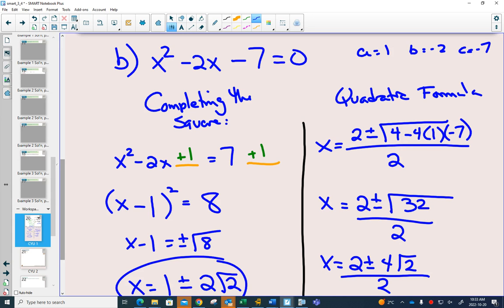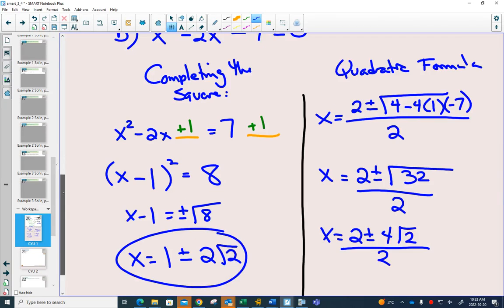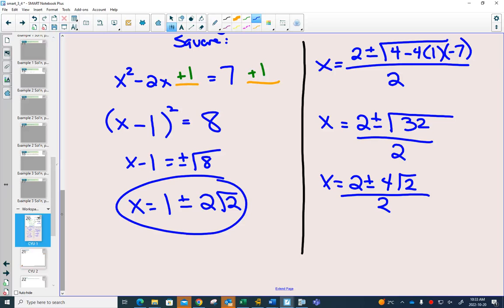Is there a common factor in all three? 2. So one of the things you can start to do, if there's a common factor in every term, you can divide every term by 2. If I divide every term by 2, can you see that this will become a 1? Plus or minus, this will become a 2 root 2. And the bottom term, when you divide by 2, becomes a 1. You could write over 1, but you don't need to. This would be done. So we get the same answer.